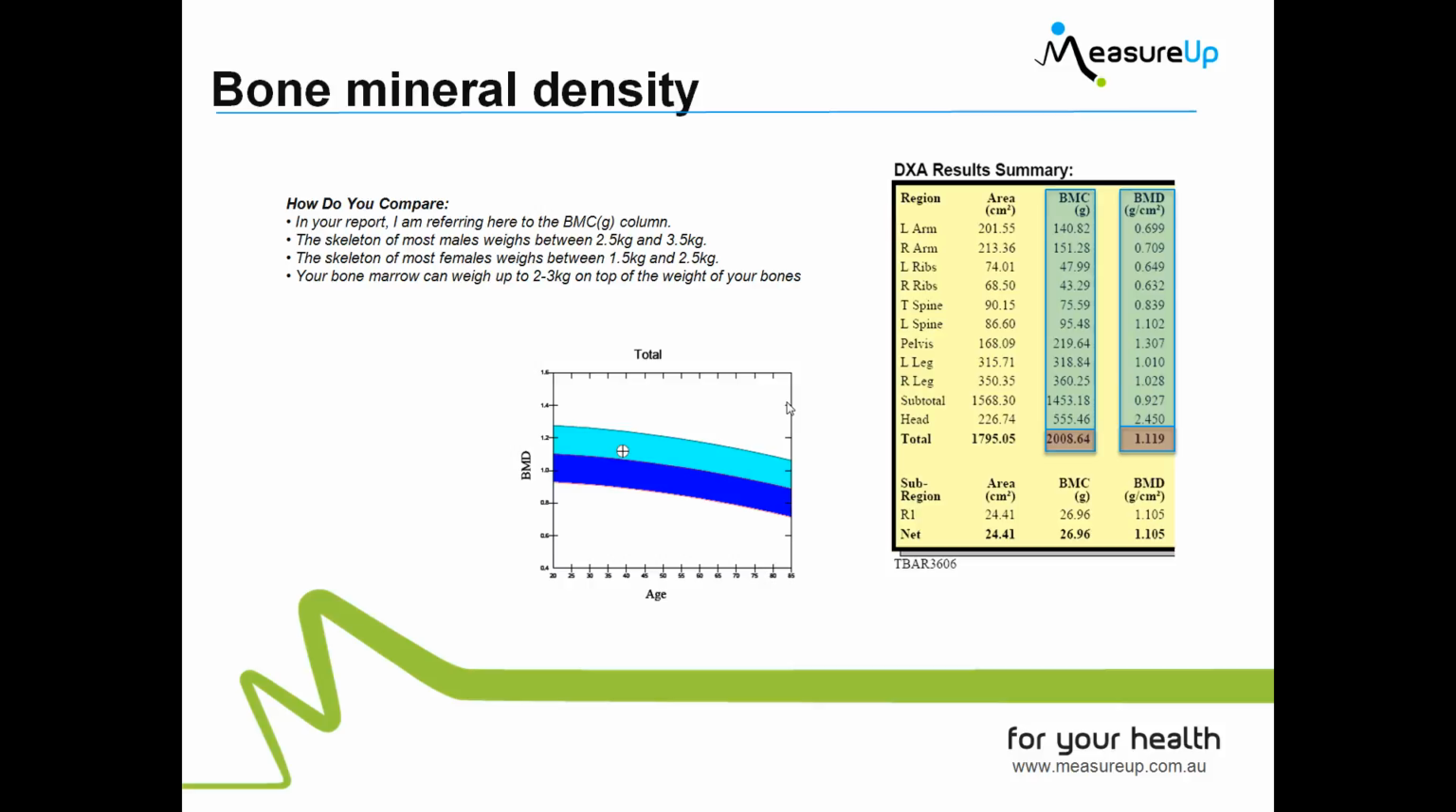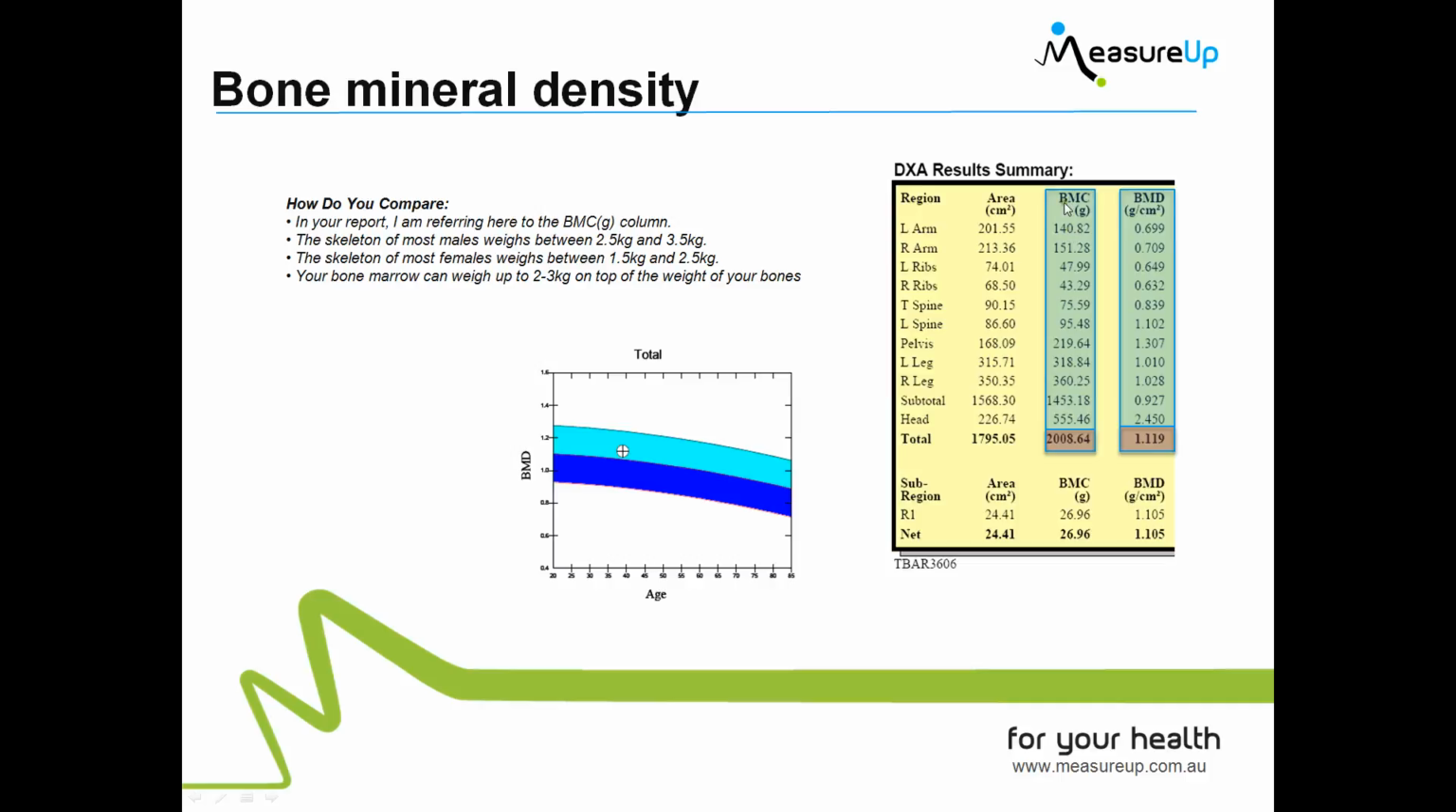When we look at your bone mineral density, you will see a graph like this on your report. This line through the middle here represents the average. If you're sitting in this light blue area, your bone density is above average for your age, and below this line here, it represents that your bone density is below average for your age.